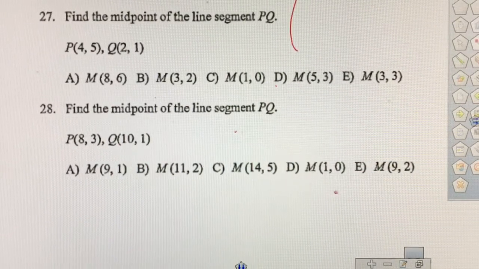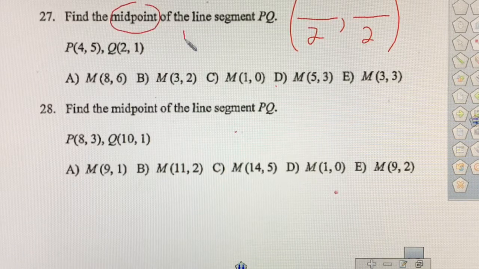Midpoint is going to look like a big template. Some people ask me why it's over 2. The reason is it's a midpoint. It's halfway. That's the definition of midpoint. And now all I do is add the x's. So it's 4 plus 2 on top of the x value, which is 6. Then I add the y's, 5 plus 1 on top of the y value, that's 6. And then when I simplify, notice I'll get a 3 and a 3.